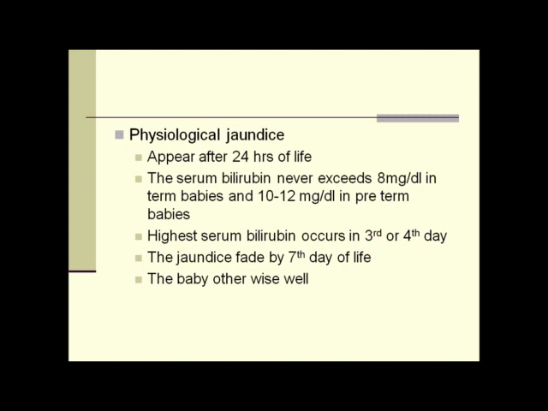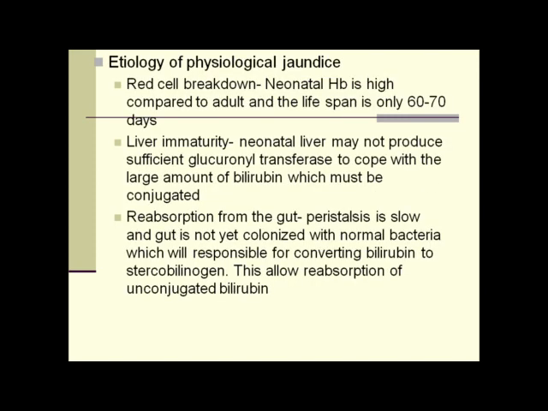Physiological jaundice appears after 24 hours of life. Serum bilirubin never exceeds 8 mg per deciliter in term babies and 10 to 12 mg per deciliter in preterm babies. The highest serum bilirubin occurs on the third or fourth day. Jaundice fades by the 7th day of life, and the baby is otherwise well.